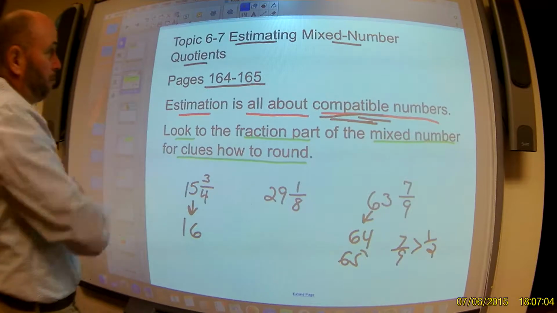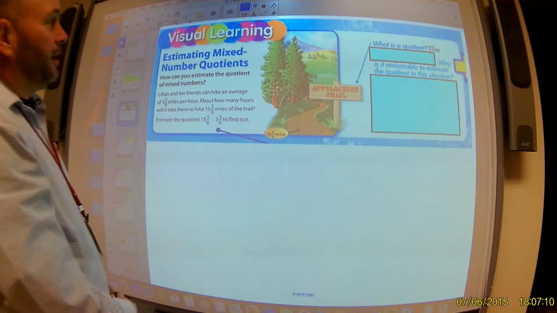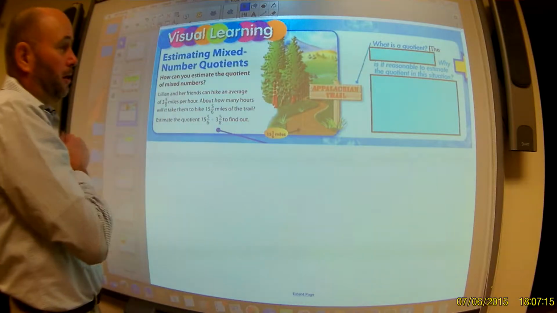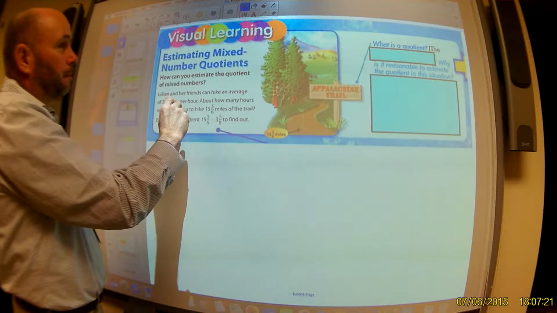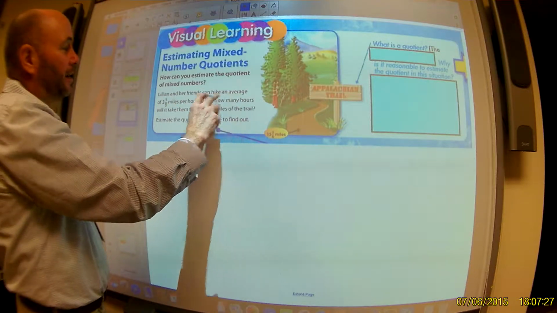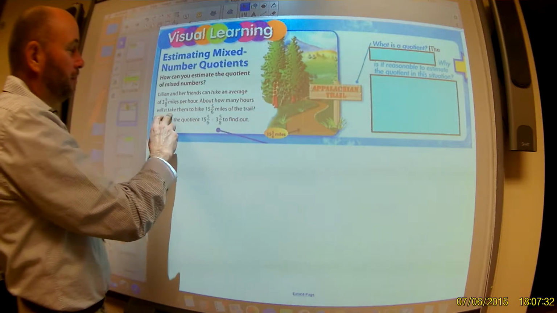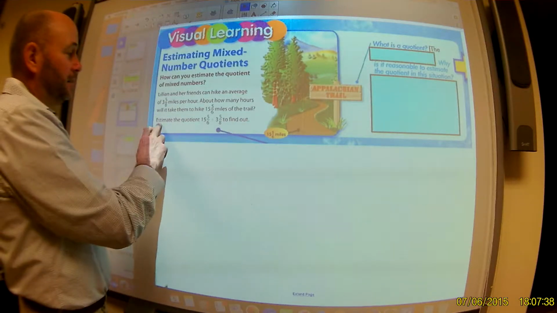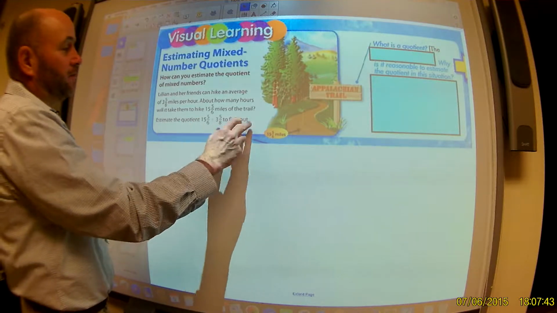So let's take a look at what the book discusses with us. Estimating mixed number quotients. How can you estimate the quotient of mixed numbers? Then it gives us a situation. Lillian and her friends can hike an average of 3 5/8 miles per hour. About how many hours will it take them to hike 15 5/6 miles of the trail? Estimate the quotient, 15 5/6 divided by 3 5/8, to find out.